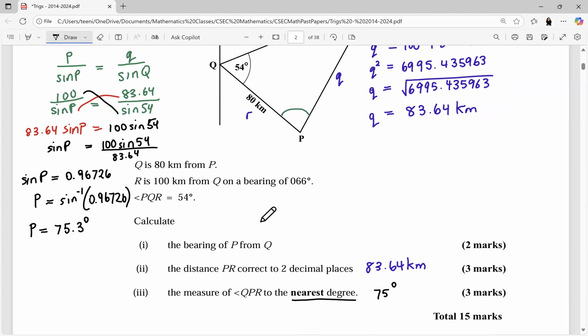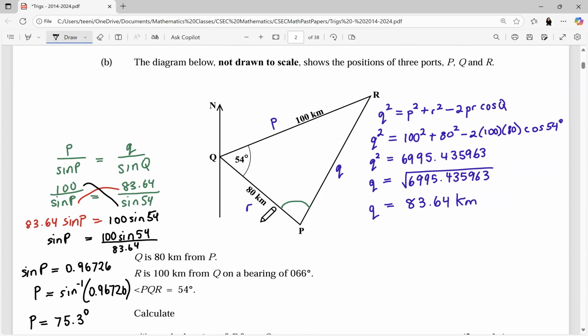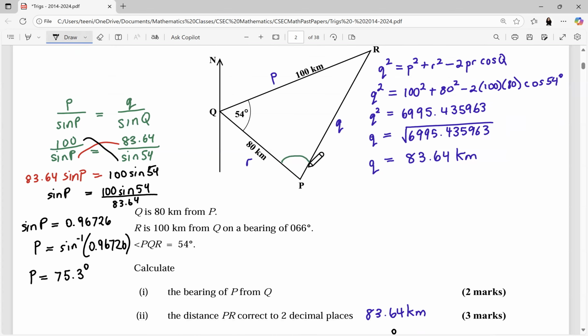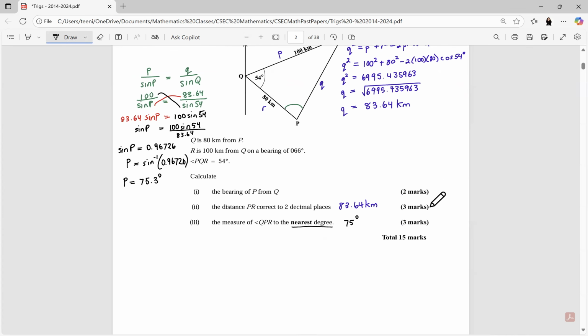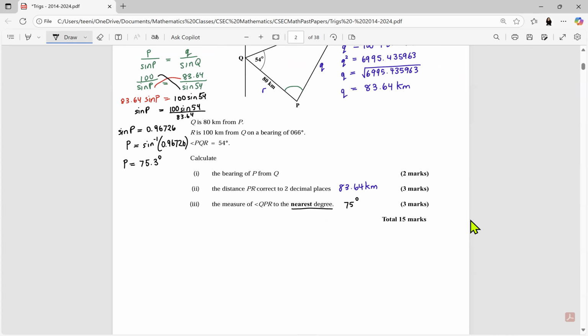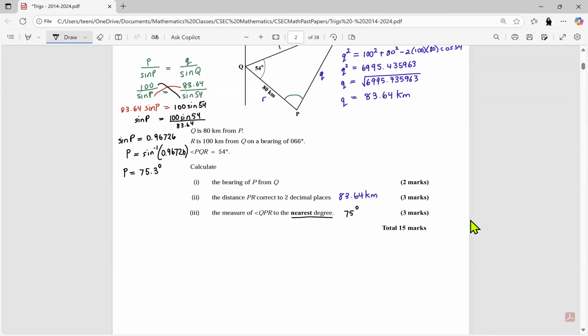All right. Now, if you wanted to use the cosine rule instead, guys, if you need to find angle P, let me just zoom out a little bit here. Let me show you guys that whether you use the cosine rule or the sine rule, you'll still get the correct answer. Okay? So finding angle P means that P would be the subject of the formula.